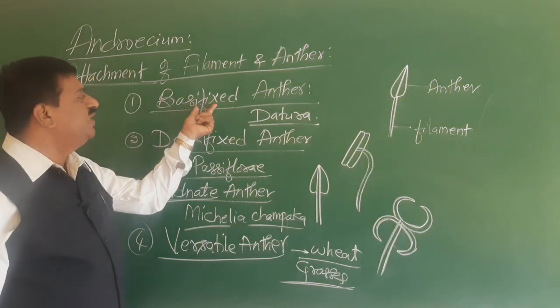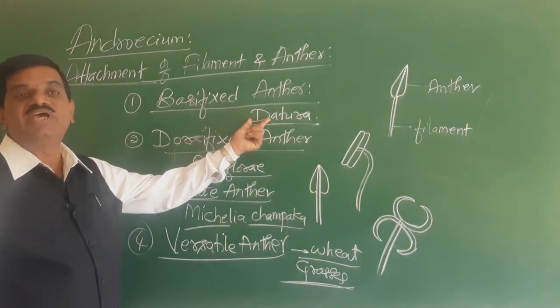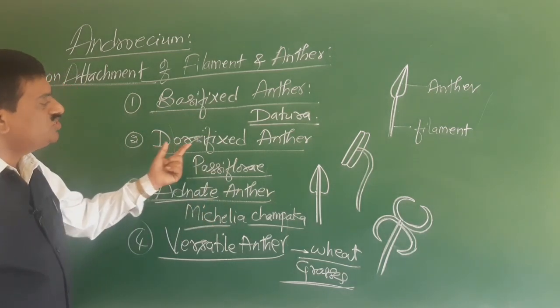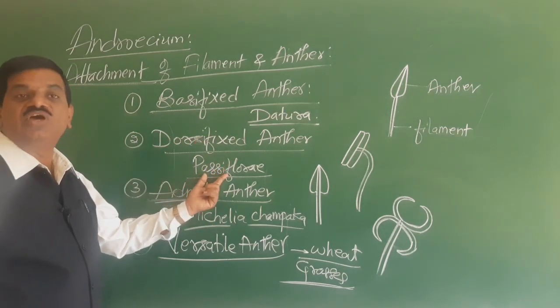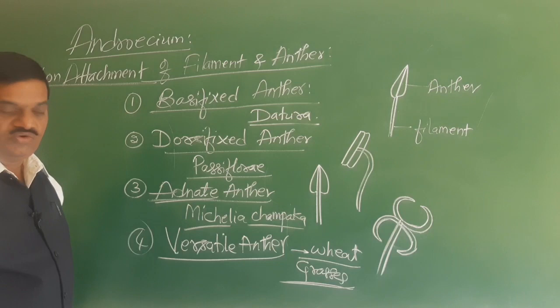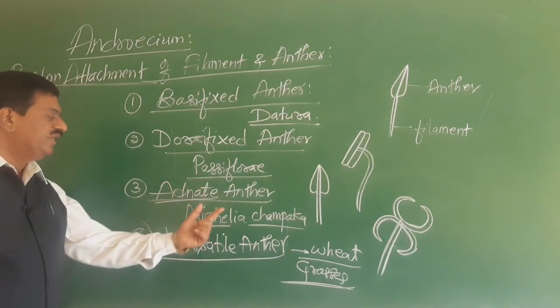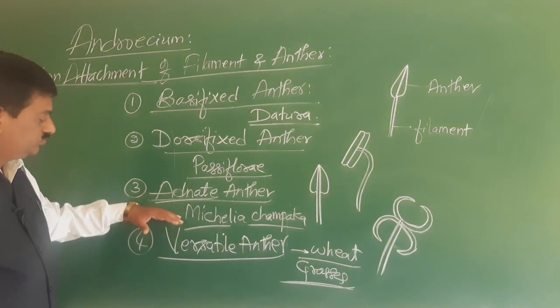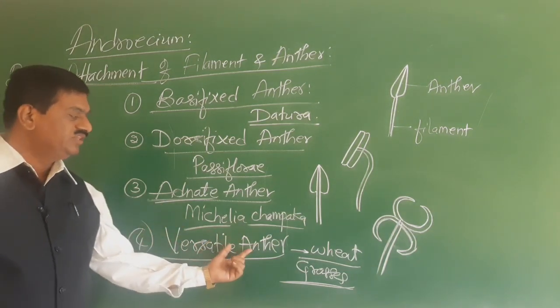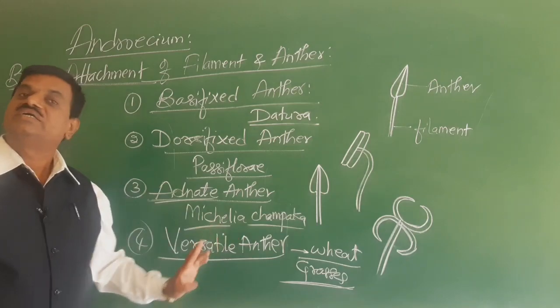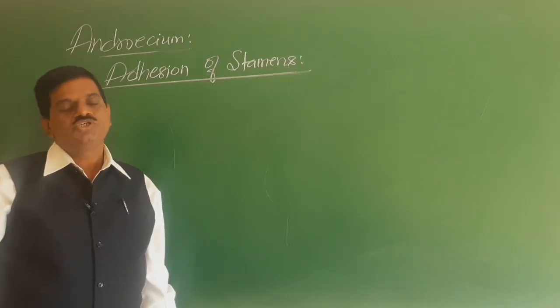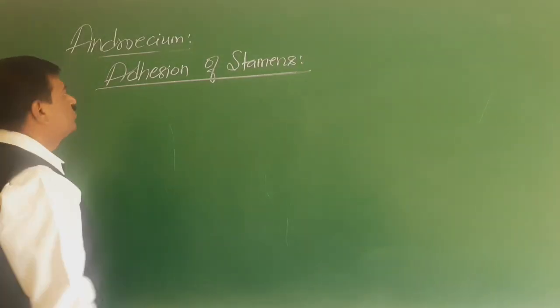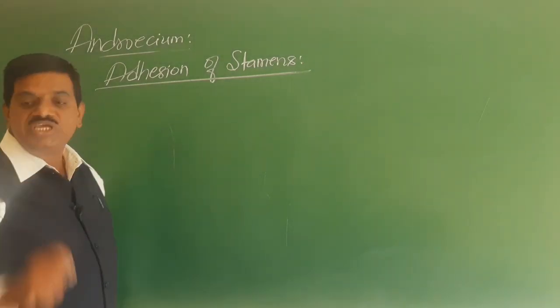Here, a basifix anther example is datura; dorsifix anthers are in passion flower, or Passiflora; and adnate anthers are in Michelia, Champaka, Sampige. Next, versatile anthers are in wheat and grass. So we are going for the next heading called addition of stamens.